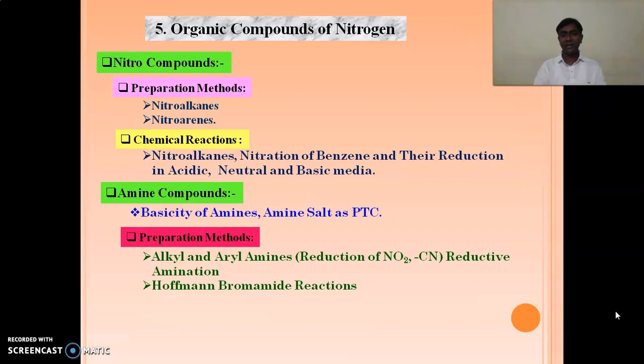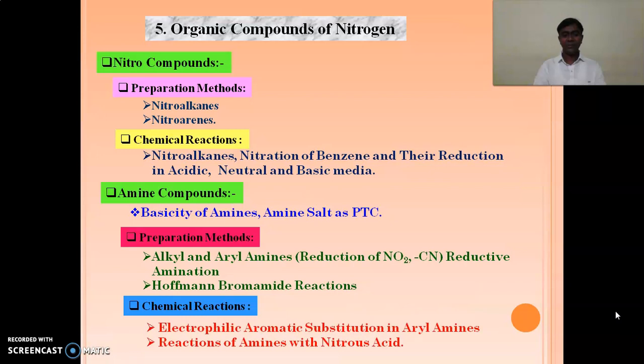So here hydrogen atoms get attached to NO2 and hence NO2 is converted to NH2, and in the case of cyanide, that is C triple bond N, it gets converted to CH2 single bond NH2. So these reactions are called reductive amination type of reactions. The next point is the Hofmann bromamide reaction. We will discuss it here. Again in the chemical reactions we will discuss the electrophilic aromatic substitution in aryl amines and also reactions of amines with nitrous acid. So all these reactions we will discuss in the chemical reactions here.